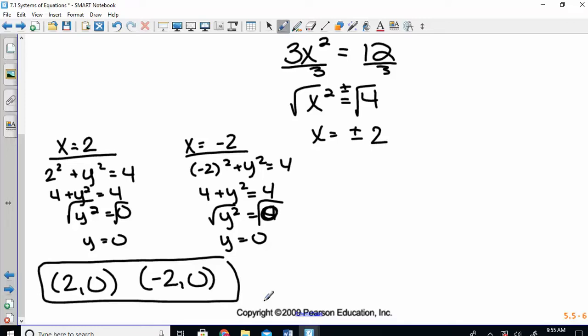It's possible that we might have solved that and got, if x was 2, y to be plus and minus 2. If that happens, that's 2 points right there. When x is 2 and y is 2, and then when x is 2 and y is negative 2. And that's going to happen sometimes. So if you plug in an answer and you get a plus or minus, that just gives you 2 different points.